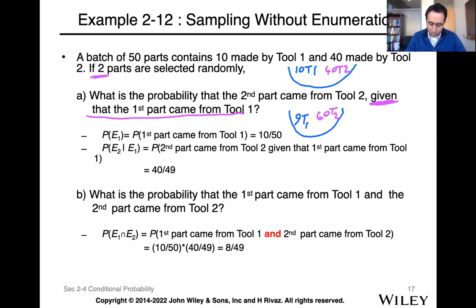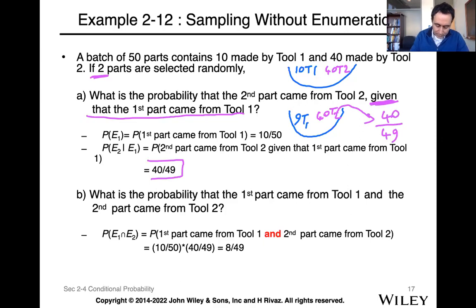So what's the probability that the second part comes from tool 2? Here I'm basically removing a part. What's the probability that the second part came from tool 2? And that's going to be, I have 40 parts from tool 2 divided by 49, right? So you can see it's the same probability here.